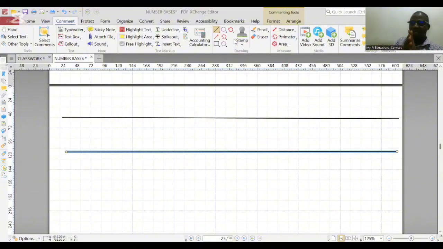At the end of this lesson, you should be able to determine unknown bases in an equation, and you should be able to solve some word problems on number bases. Stay tuned, and let's get started.